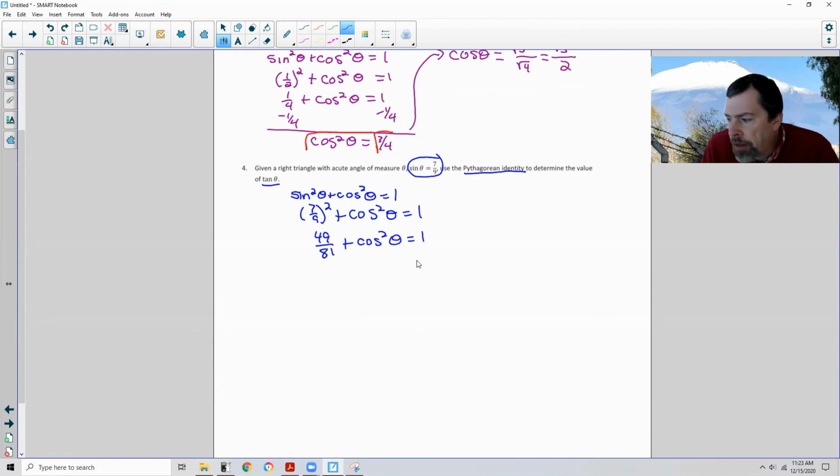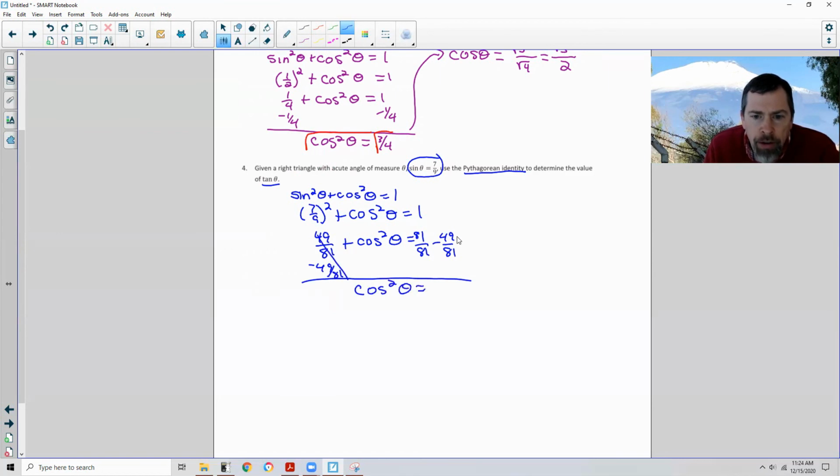And when I subtract 49/81 from both sides, think of the 1 as 81/81. Anything divided by itself is 1. So this is going to be minus 49/81 here, minus 49/81 here. And that will cancel, leaving us with cosine squared theta equals, let's see, 81 minus 49 is 32. So that's going to end up being 32/81. All righty. So that is cosine squared theta.